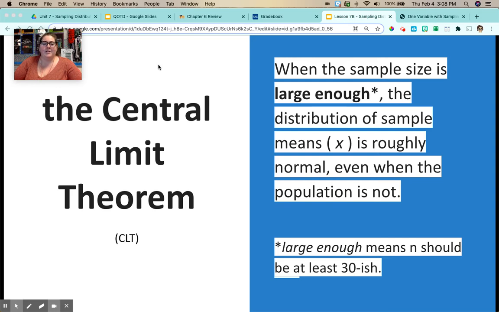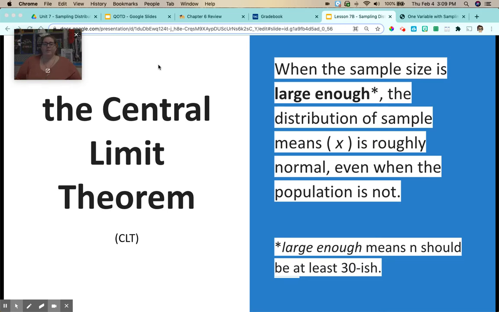Remember how we talked about in the last lesson that we really, really want to know whether our distributions are roughly normal, because if they're normal, then we can use the z-table and we can find probabilities really simply. Well, this is how we do that with a means problem. We look at sample size, and if sample size is big enough, around 30 or more, we know that our sampling distribution will look roughly normal no matter what our original population was doing.